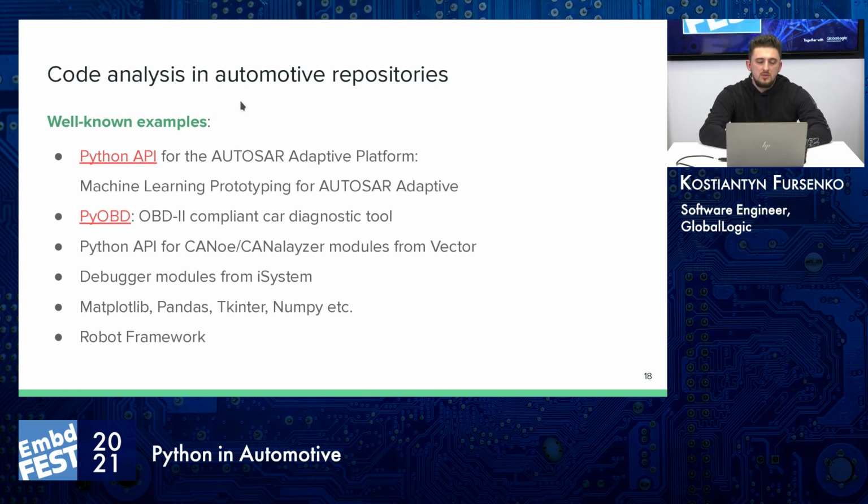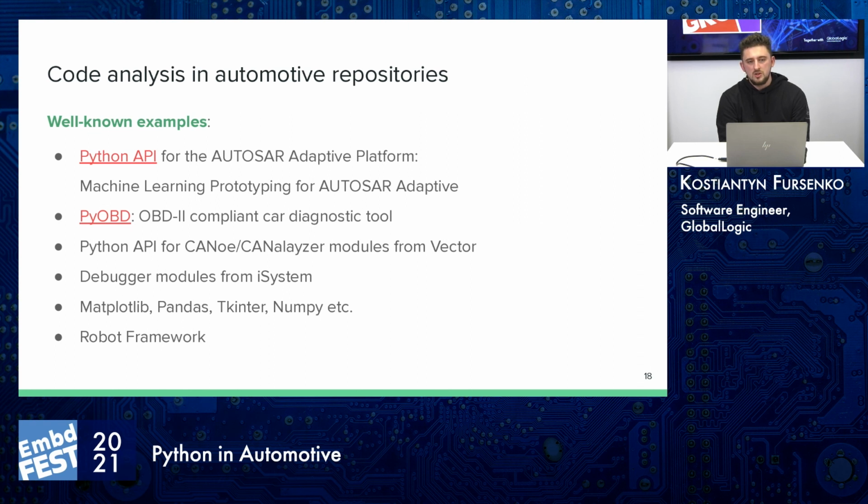So, examples of Python in projects and repositories. We have a Python API for the AutoSAR adaptive platform. So a lot of machine learning prototypes are written in Python. And AutoSAR adaptive enables connecting to their API with Python to be in a convenient environment. We have PyOBD. It's a car diagnostic tool which connects to an actual car or some test rigs and provides communication with it.